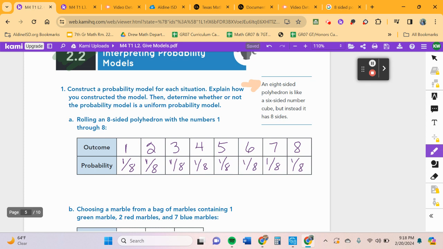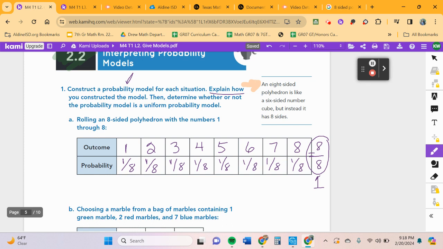Also, one more way I can check this is by adding all of these up and determining if they in fact equal one whole. And if I have 8/8, then yes, that in fact does equal one whole. So I know that is correct. Now, I'm going to continue answering this question. So I constructed the probability model. That was the first thing. Now I'm going to explain how I constructed the model. Well, I explained it as I constructed it.